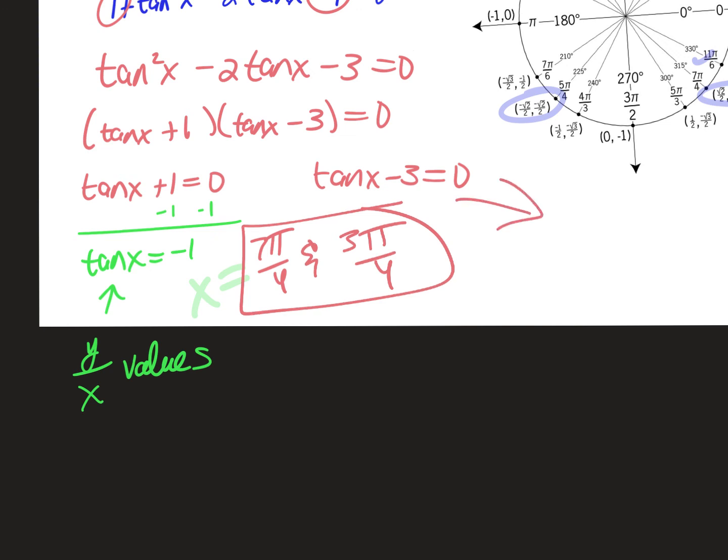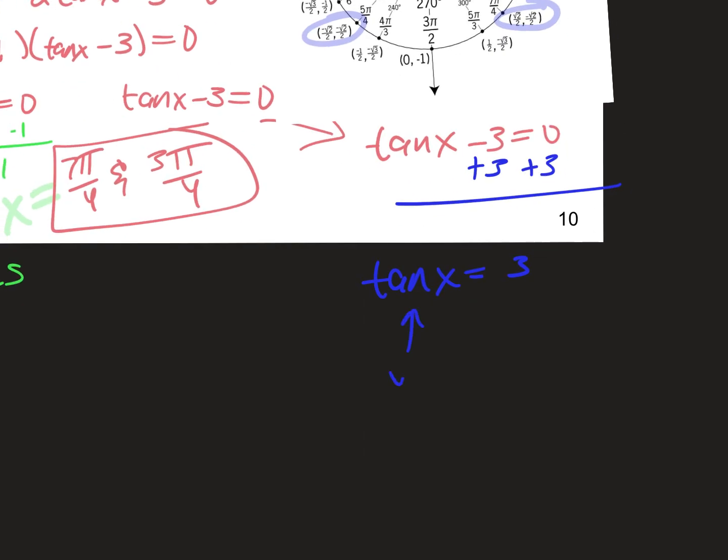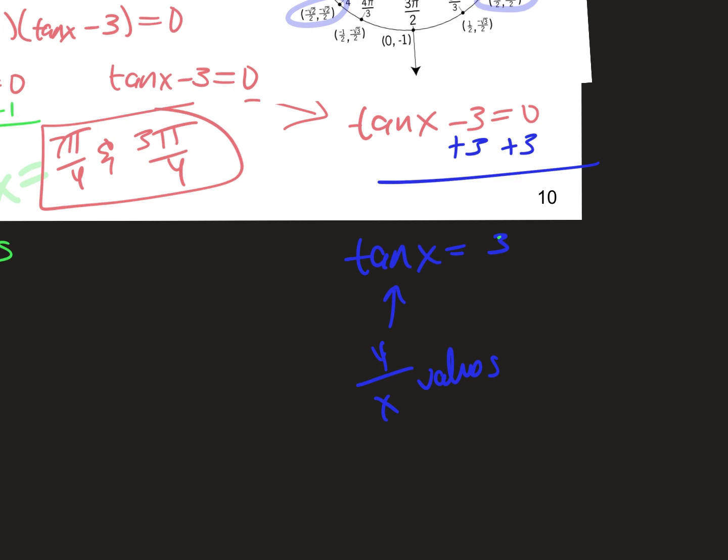Now over here, I have tangent x minus 3 equals 0. We're going to add 3 to both sides. So I have tangent x equals 3. Again, tangent is our y over x values. So you go to your unit circle and you say, where are the y? If I put the y value over the x value, am I going to get positive 3? That's not going to happen anywhere, guys. So this would just be undefined. You can cross it out and just say undefined.